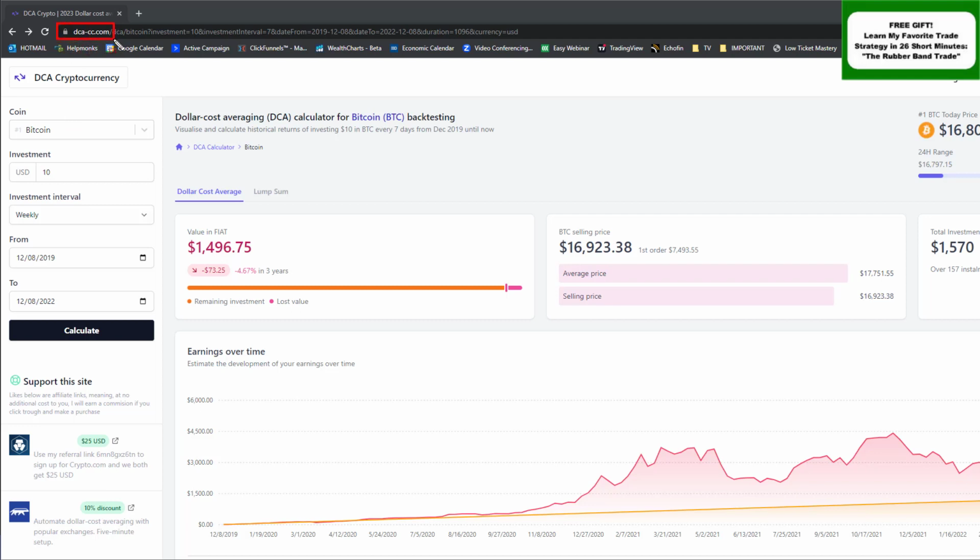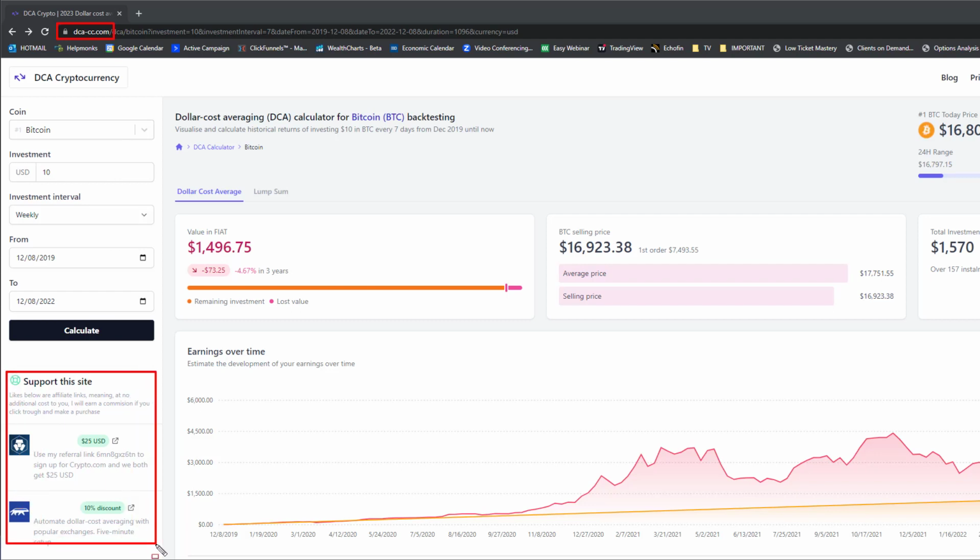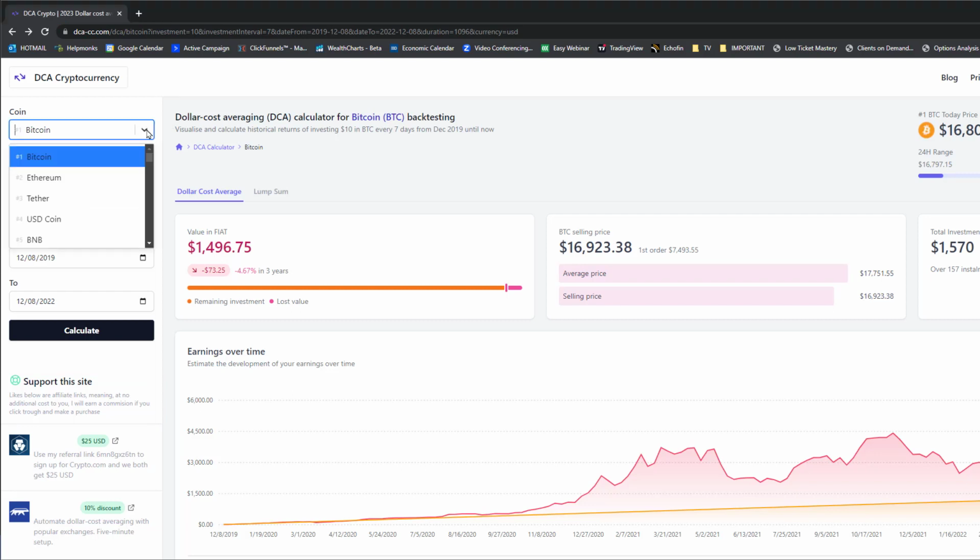I have no connection with this website. I don't know who these people are, but I want to thank them for providing this data for us. And I encourage you to go ahead and support the site as they invite you to down here. So you can go here and do this yourself. And by the way, they also allow you to do this with other coins. We're going to do it with Bitcoin, but as you can see, they've got all kinds of cryptos here.